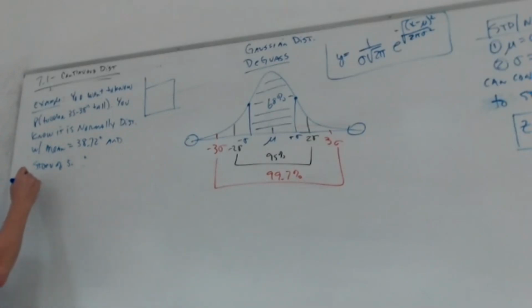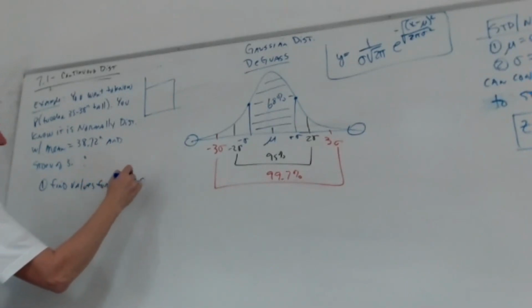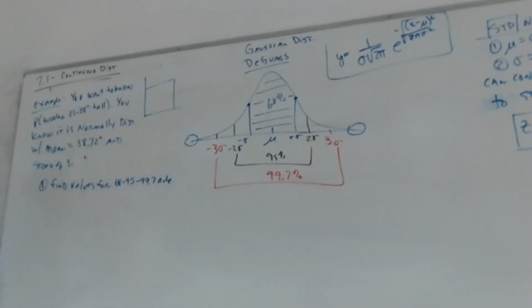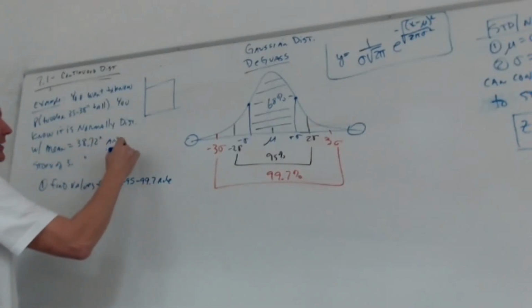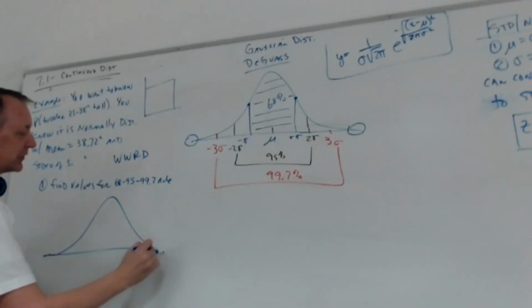First question is, find the values for the 68, 95, 99.7 rule. Now I'm going to introduce to you a new phrase. You've probably heard the initials WWJD. What does that stand for? What would Jesus do, right? Well, draw a picture. What would Rick do? Rick would draw a picture. Okay, we're drawing a picture.